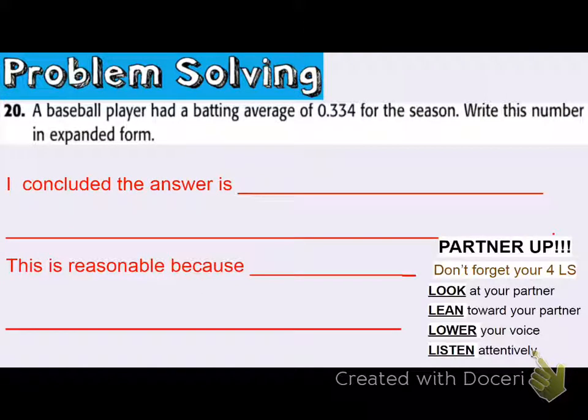Problem solving number 20. A baseball player had a batting average of 334 thousandths for the season. Write this number in expanded form. Okay, well, I need to show the value of the 3 being in the tenths place. It's less than 1. It is on the right side. So I can say 3 times 1/10, or 3/10.